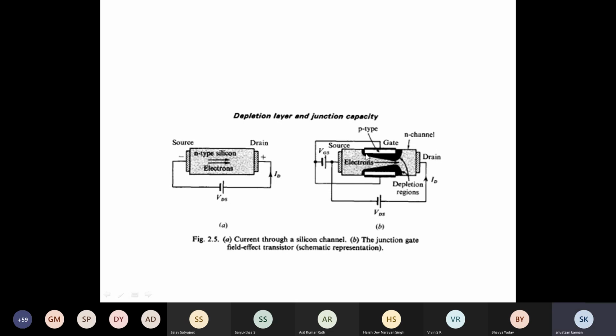So current will flow through the device. So the gate-source is less reverse biased, right? In this case. So here you can see the gate voltage is zero. So gate voltage is zero means which side is more reverse biased, which side is less reverse biased, if VGS is zero.